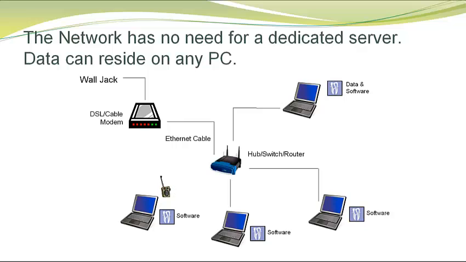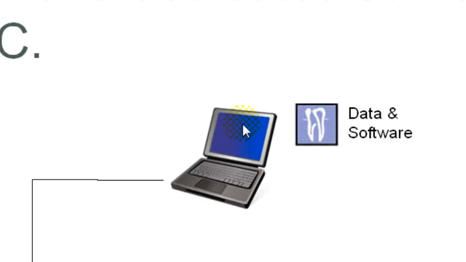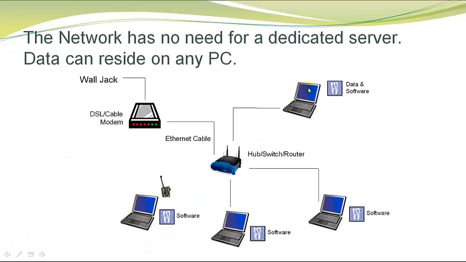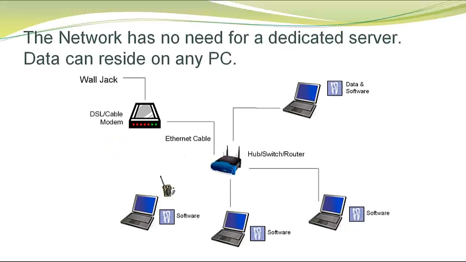In this diagram, you can see a network of 4 PCs that run the software. The data, which is common to all PCs and can be changed simultaneously and independently by all 4 PCs, reside on the top right PC. It is worth noting that the bottom left PC communicates with the network in a wireless manner.